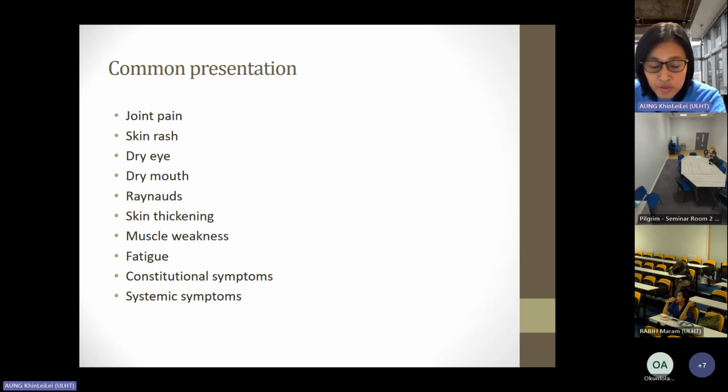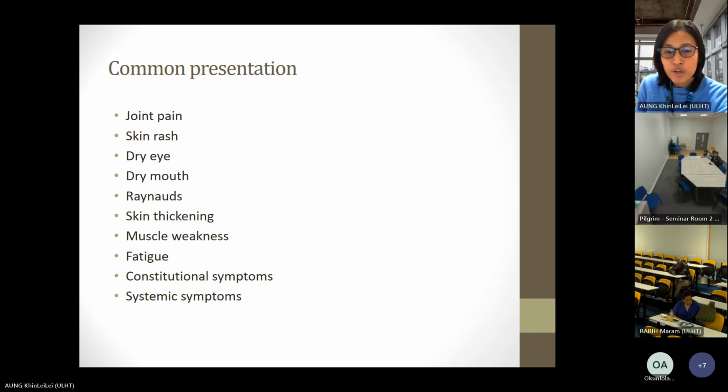Okay, so I've just touched a bit on some common connective tissue diseases: lupus, Sjogren's, systemic sclerosis, mixed connective tissue disease, inflammatory myopathy. So these are the common manifestations: joint pain, skin rashes, dry eye, dry mouth, renal problems, skin problems, muscle weakness, fatigue, constitutional symptoms plus systemic symptoms. So when you suspect one patient has connective tissue disease, you will need to ask those kinds of questions.